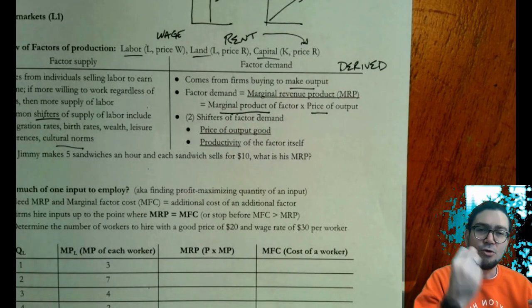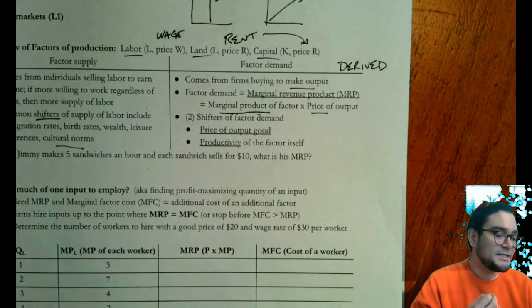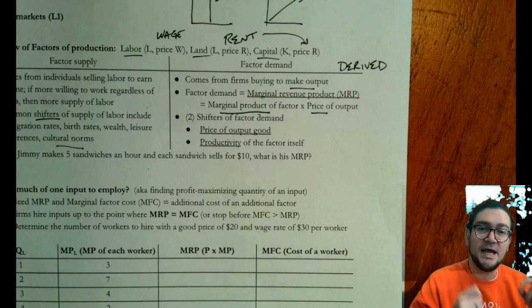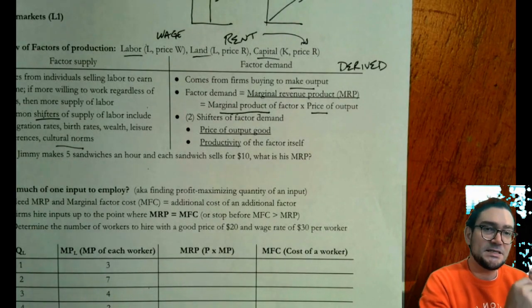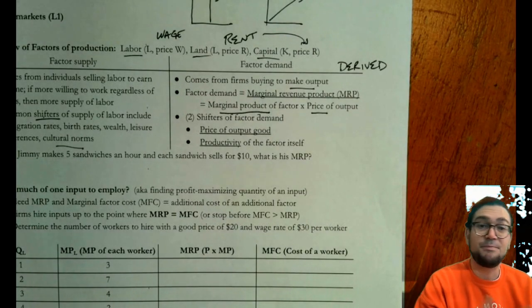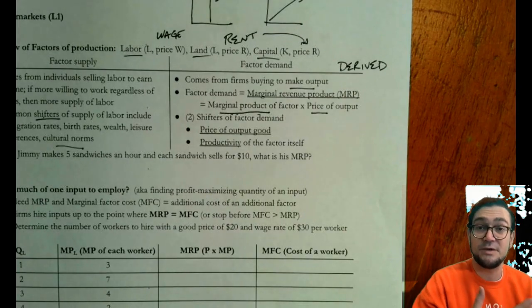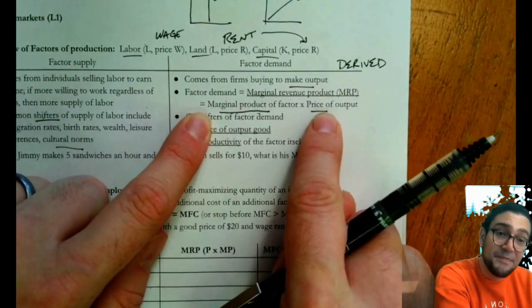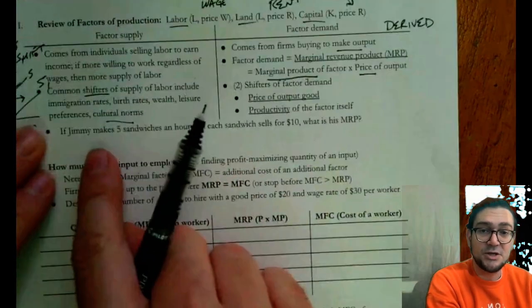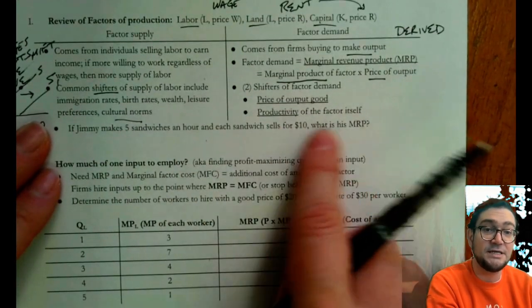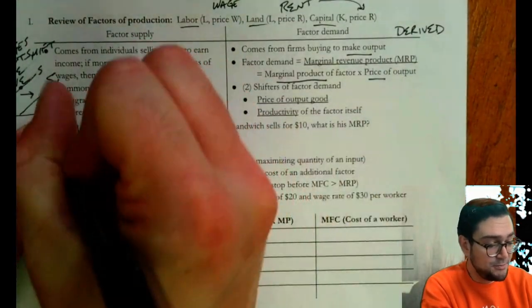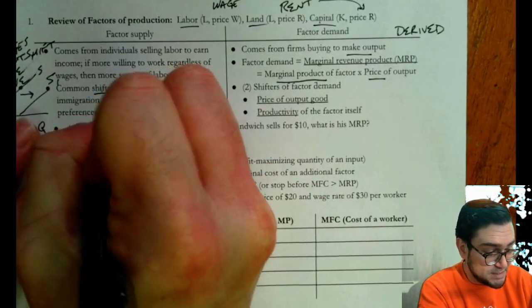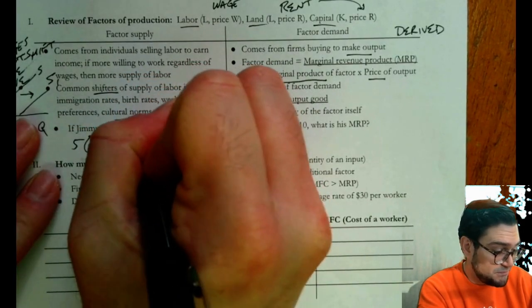When you think about what you're willing and able to pay for something, the analogous concept for a firm would be we're willing and able to pay for a worker insofar as they generate money for the company. And we can calculate how much money they generate for the company based on how much stuff they produce. That's the marginal product, and the price of the stuff that they produce. So as a quick little question, if Jimmy makes 5 sandwiches an hour and each one sells for $10, what's his MRP? Well, the 5 sandwiches times the $10 means it's $50.